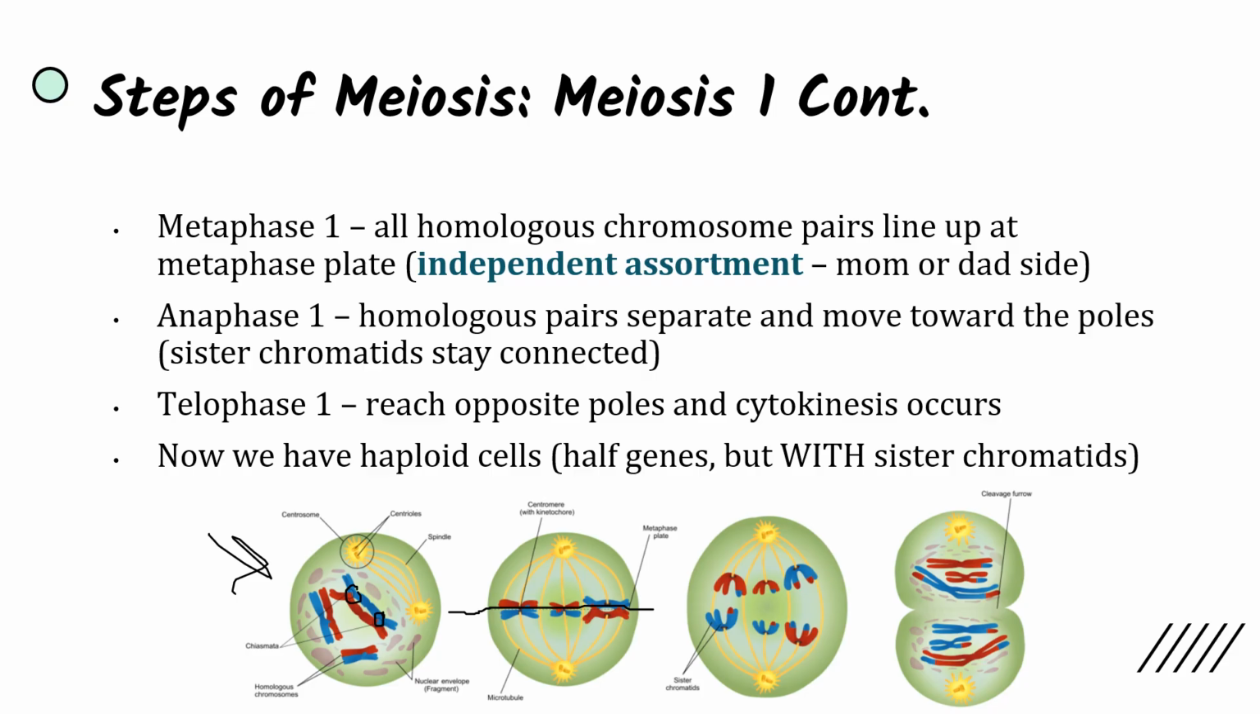Now, in anaphase 1, the homologous pairs separate and move toward the poles, but the sister chromatids stay connected. This is different from mitosis, where sister chromatids separate during anaphase. So we're only separating homologous chromosomes, but sister chromatids are still staying together. And during telophase 1, we reform the nuclei and cytokinesis occurs. So now, at the end of meiosis 1, we've reached two daughter cells that are haploid. They only have 23 chromosomes each, but each one has a sister chromatid as well.